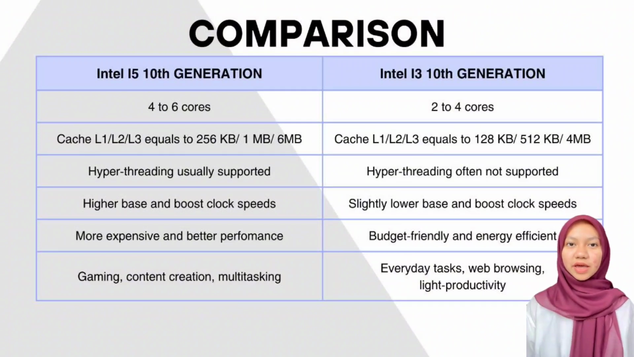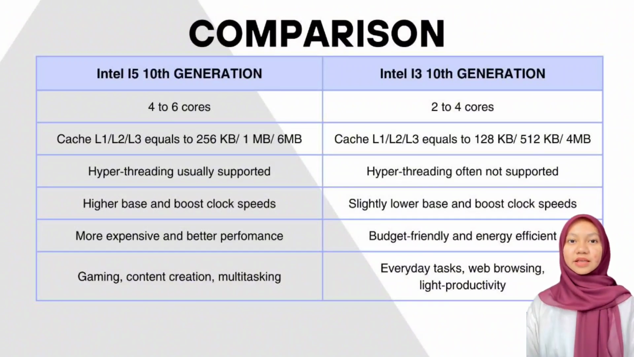Hyperthreading means we can run a lot of applications at the same time while maintaining the performance of the computer. Hence, our computer won't slow down even though we open many applications at the same time. Generally, i5 is slightly better than i3, so obviously i5 will be more expensive than i3, but it gives you better performance, while i3 is budget-friendly and energy efficient.